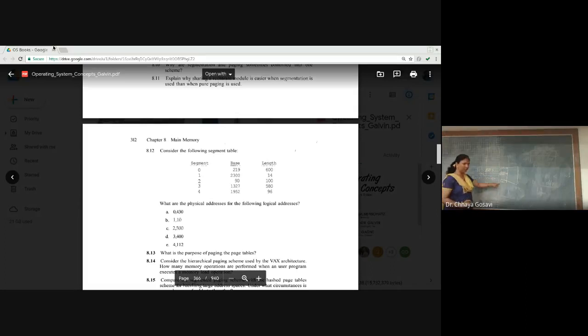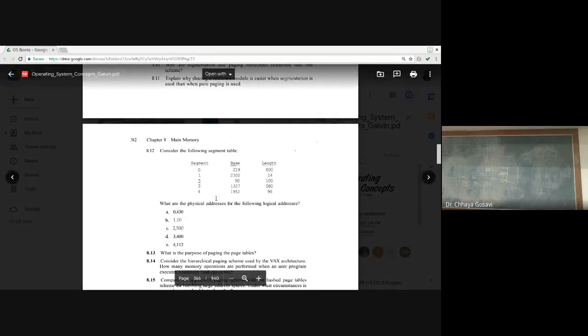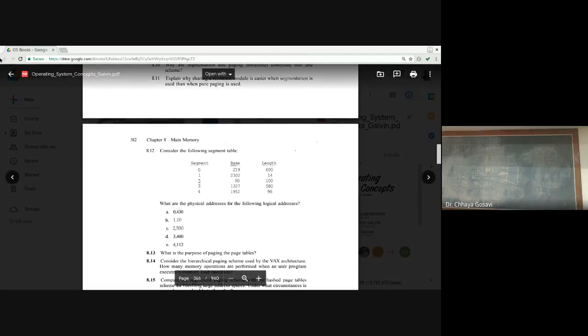It should be less than 150, or this offset should be less than length. In this case, they used the term length. So offset should be less than length. Then this is a valid address. Otherwise, this address is violating the protection rules.